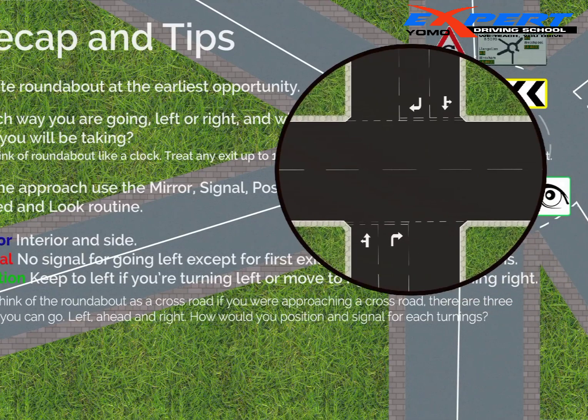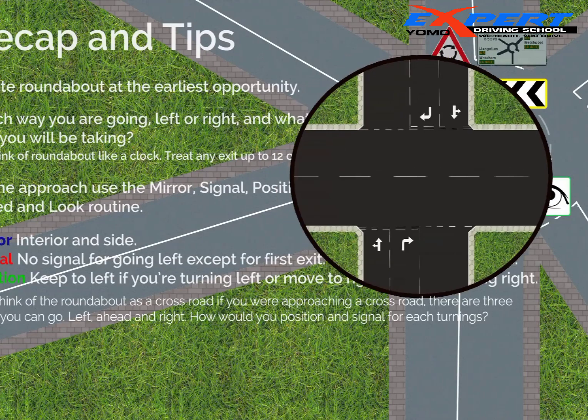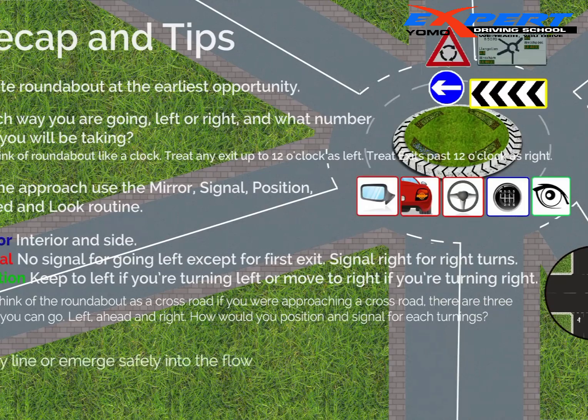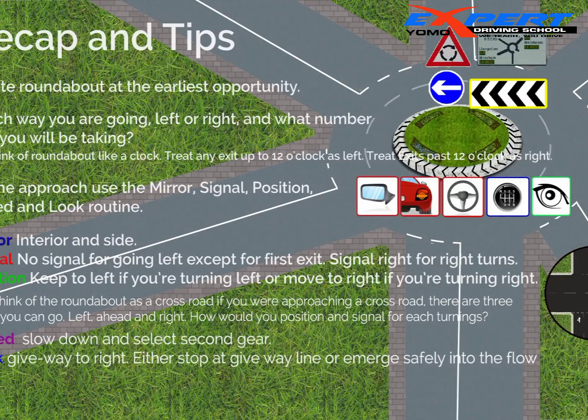Tip. Think of the roundabout like a crossroad. If you were approaching a crossroad, there are 3 ways you can go: left, ahead and right. How would you position and signal for each turning? Speed. Slow down and select second gear. Look. Give way to the right. Either stop at the give-way line, or emerge safely into the flow.